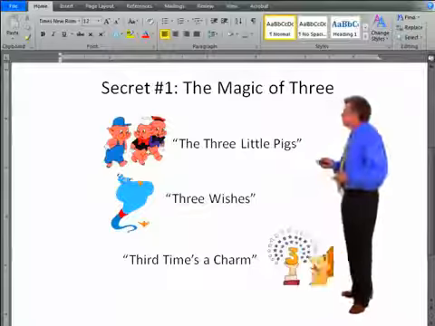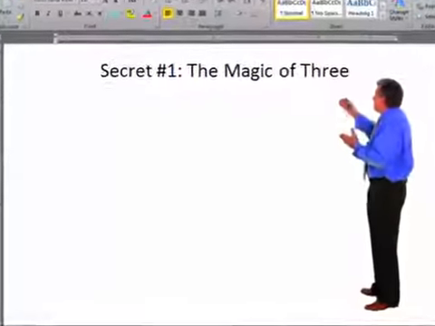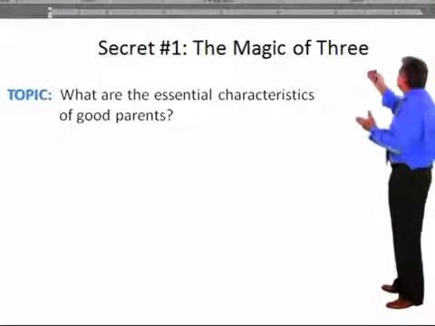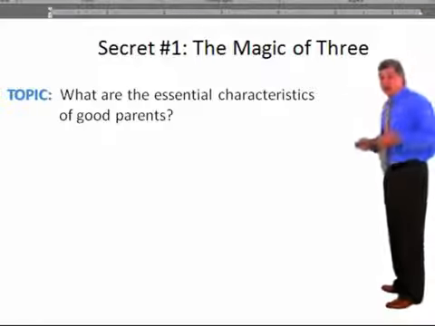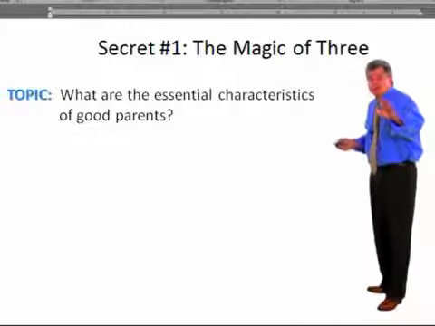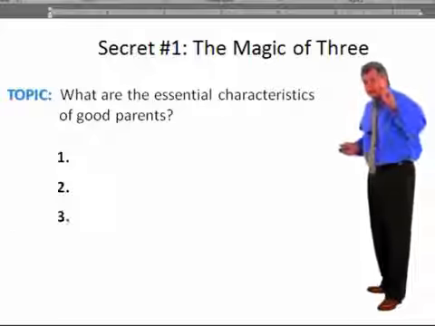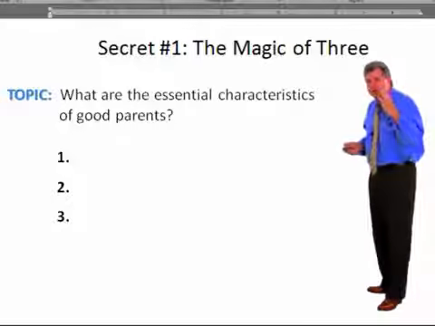And this is how we're going to do it. Let's pretend that you're given a general topic like this one. What are the essential characteristics of a good parent? Okay, before you do anything else, you apply the magic of 3. Boom. 1, 2, 3. In other words, you're going to come up with 3 things and 3 things only.